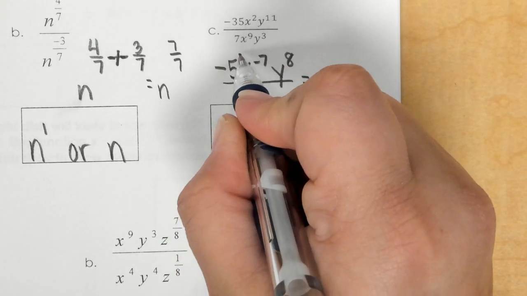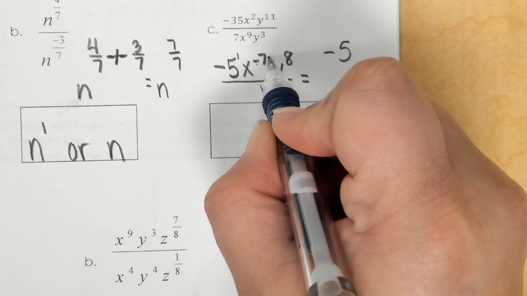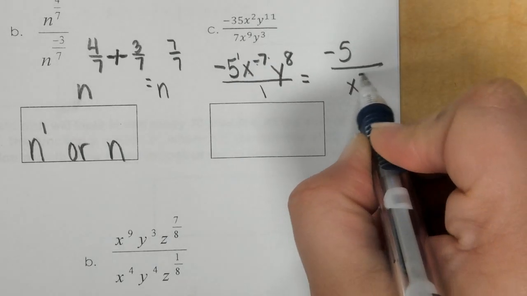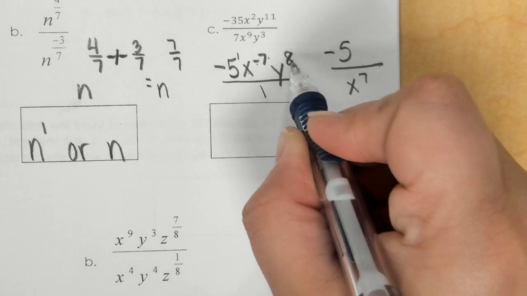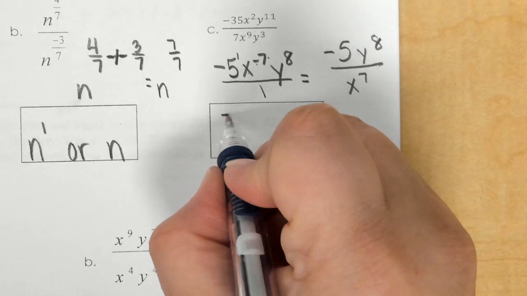So negative 5 has a positive 1 exponent. It stays. x to the negative 7th is a negative exponent. We move it. y to the 8th is positive, so it stays. So this right here is the solution I'm looking for.